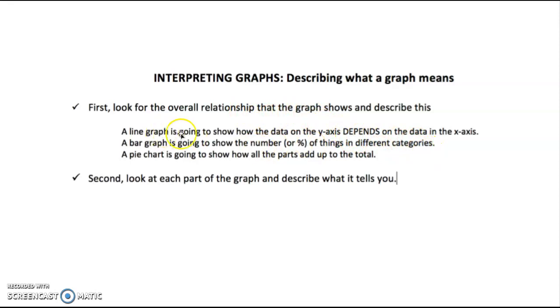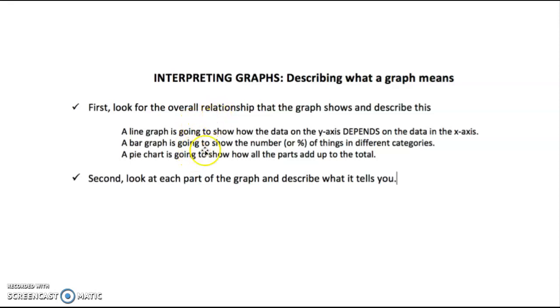that the graph shows. So if it's a line graph, you want to show how the data on the y-axis depends on the data on the x-axis. So with a line graph, there's going to be a clear relationship between what's going on with x and what's going on with y. A bar graph, you want to look at the number of things in different categories, okay? And in a pie chart, you're going to look to see how all the different parts add up to the total, how it's going to add up to 100%, okay? So your first step in interpreting a graph is, okay, what's the overall relationship that's being shown here?